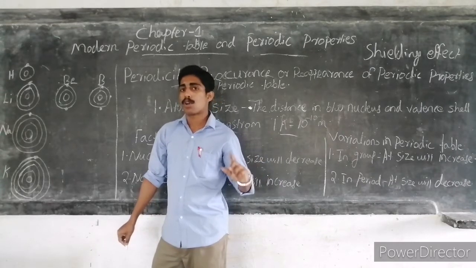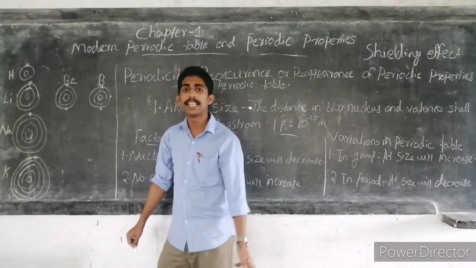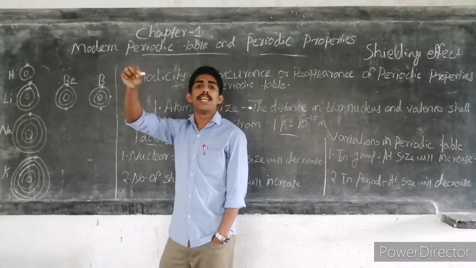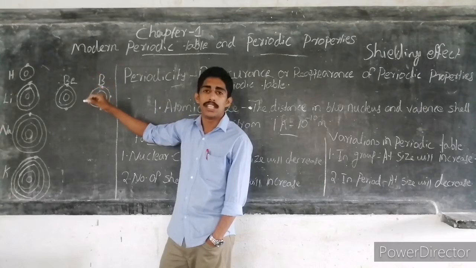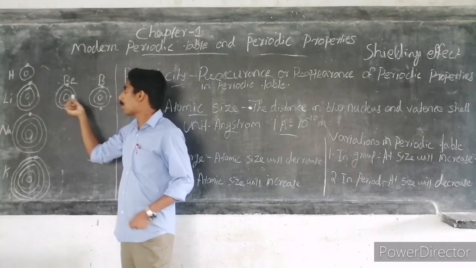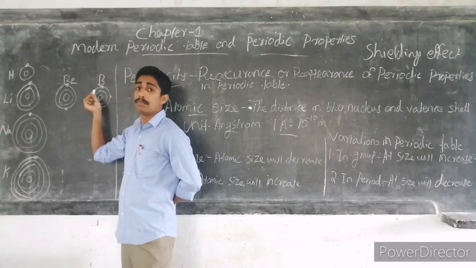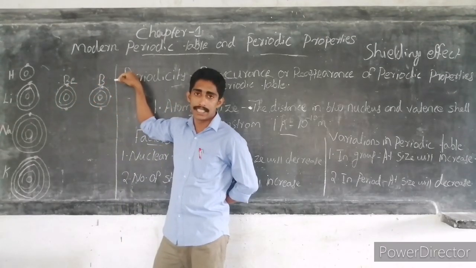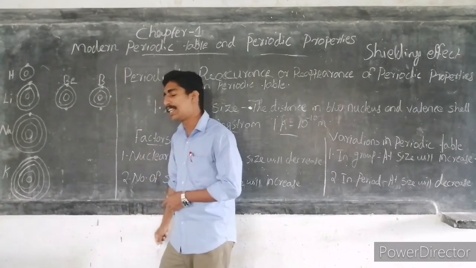At the same time, the number of protons is also increasing, which means nuclear charge is also increasing. So this increased nuclear charge binds the valence shell electrons more forcefully. So in a period, as we move from left to right, the effect of the nucleus on the valence shell will increase and atomic size will decrease.